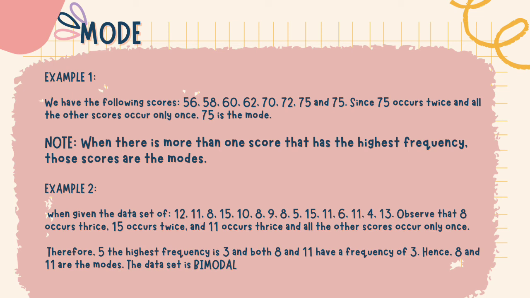Take a look at example number 2. Given the data set of 12, 11, 8, 15, 10, 8, 9, 8, 5, 15, 11, 6, 11, 4, and 13. Observe that 8 occurs thrice, 15 occurs twice, and 11 occurs thrice, and all the other scores occur only once. Therefore, the highest frequency is 3, and both 8 and 11 have a frequency of 3. Hence, 8 and 11 are the modes. So this data set is what we call bimodal.